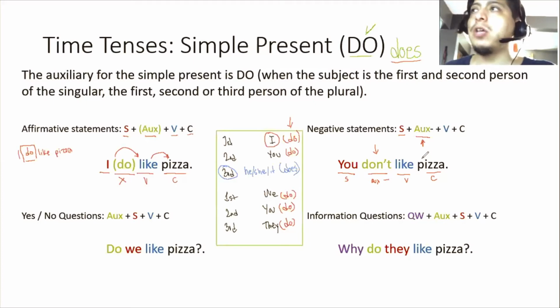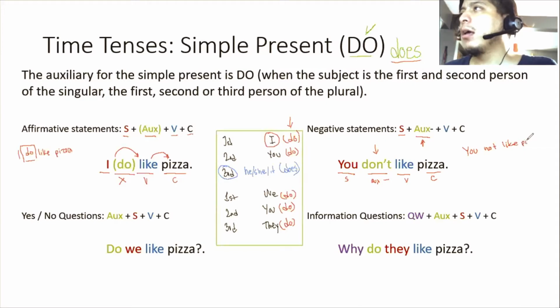That's pretty much it. You never say, you not like pizza. Why do you never say this? Because you have your subject, you have your verb, and you have your complement. But if you want to make a negative statement, you need the auxiliary taking the negative, and not is not an auxiliary. You need to say do not like pizza, or the contraction don't like pizza.